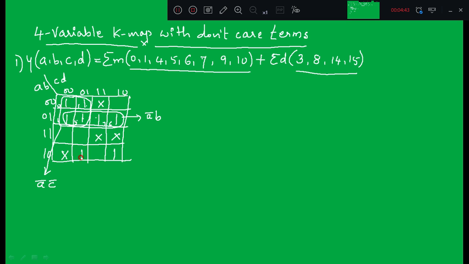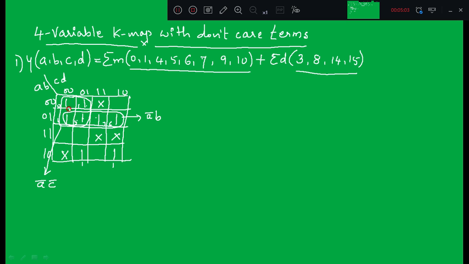Now I need to cover these two ones, right? So how can I cover? I cannot, because by looking at the K-map I can identify these two are not physically as well as logically adjacent, so I cannot put these two ones in one group. So what I'll do, I'll cover this one along with this don't care, right?